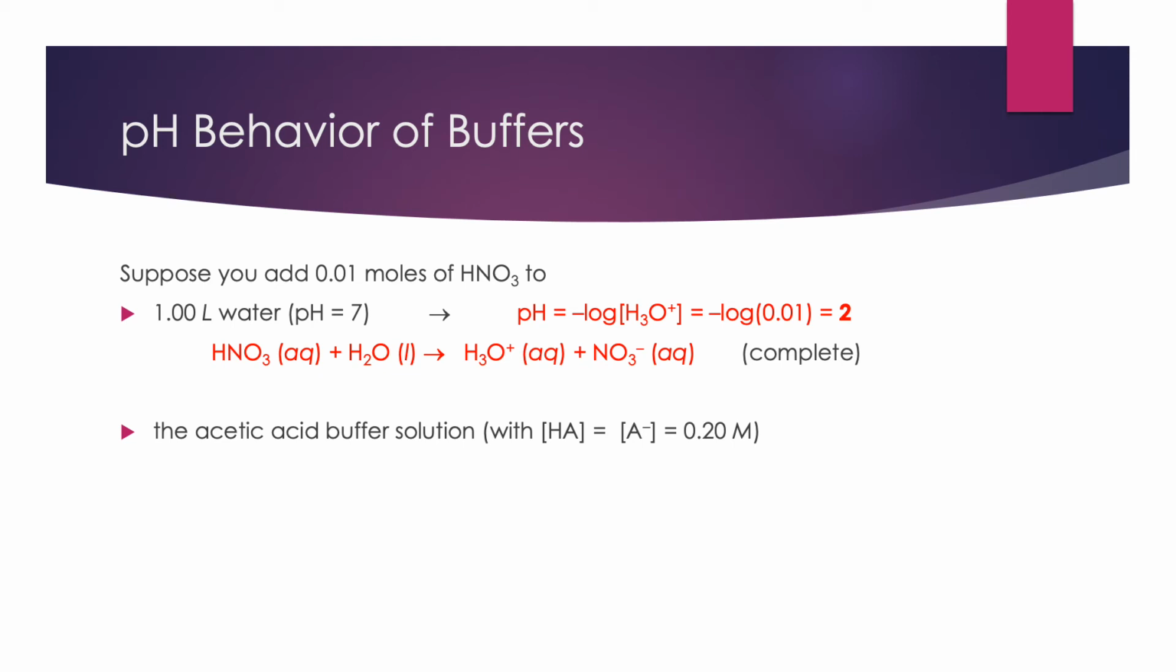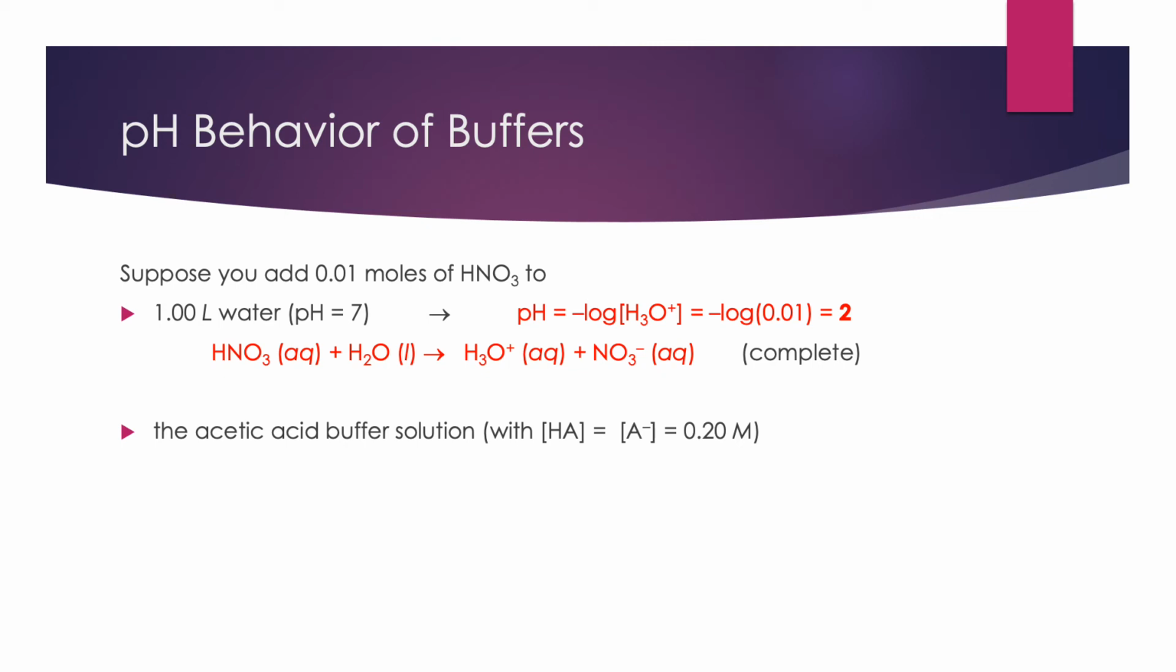All right, what's going on in that reaction is that essentially the nitric acid is entering the water. It's completely dissociating to form hydronium ions and nitrate ions. It's a complete reaction, and it generates a very large pH change from the original pH of 7 to a new pH of 2. Let's contrast that now with what happens in the acetic acid buffer solution that we have talked about prior to this.